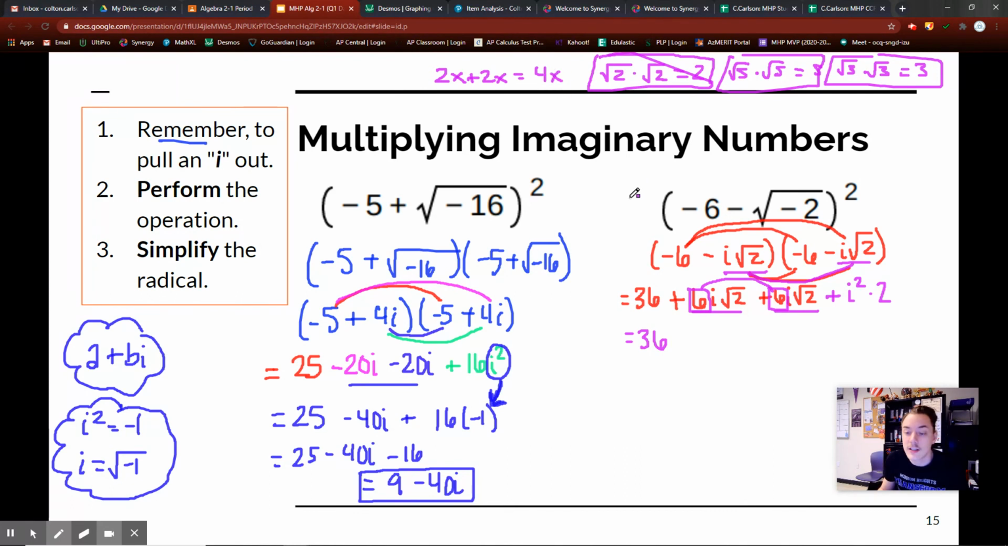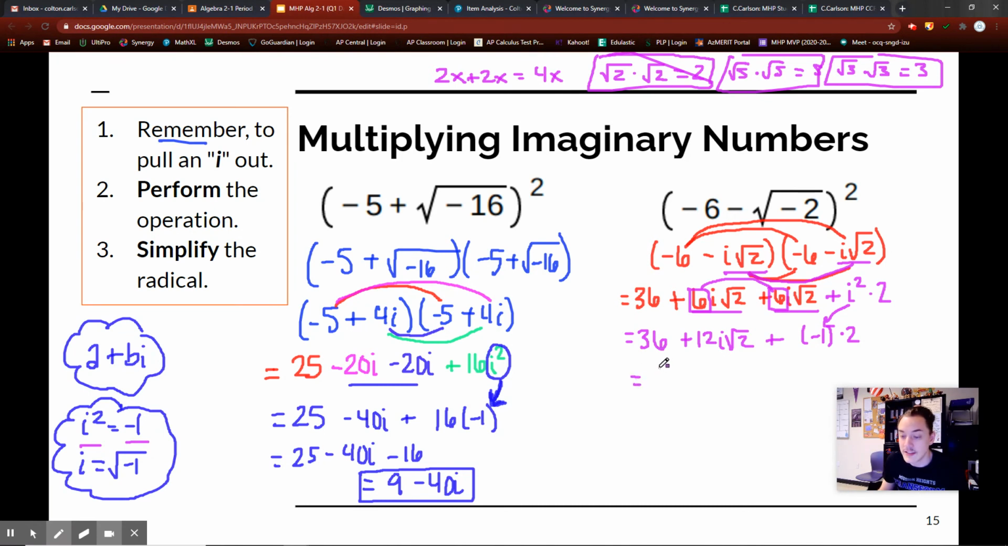The i and the radical 2 will just sit there. So what's 6 plus 6? This is going to be plus 12i radical 2. Now, what is i squared? i squared is negative 1. And then I have times 2. So i squared is negative 1, just like right here. Times 2.